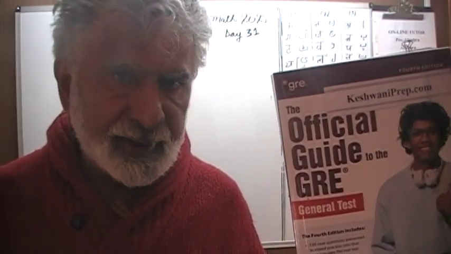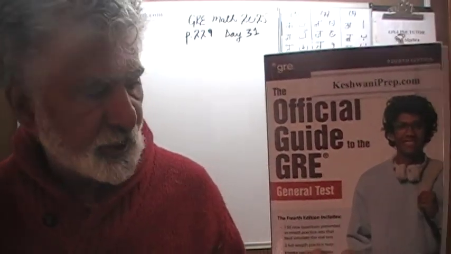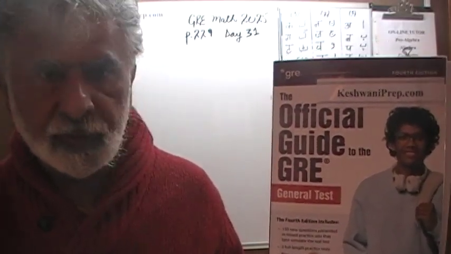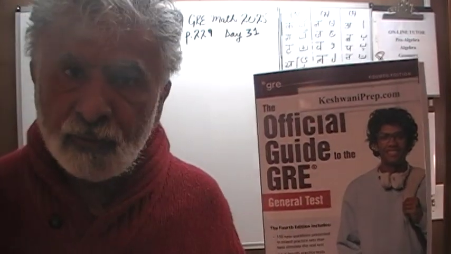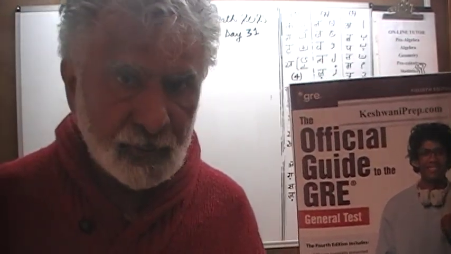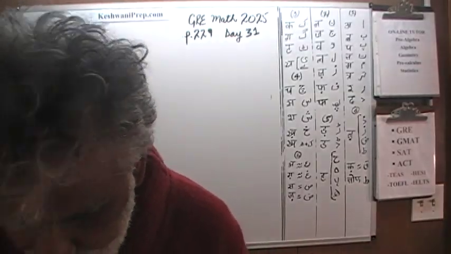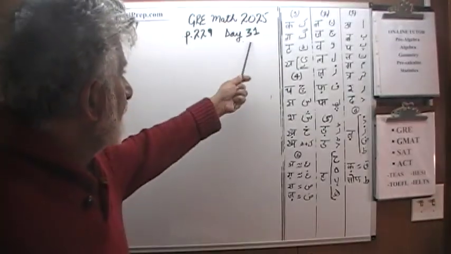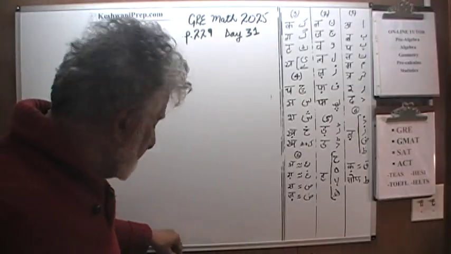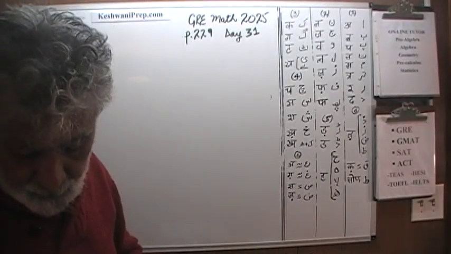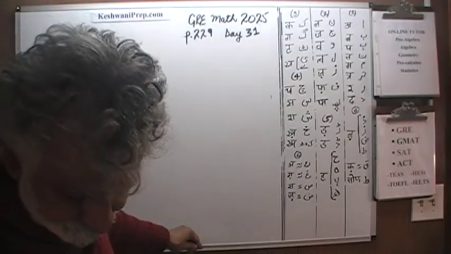We are here because we want to prepare for GRE. We have been solving GRE math problems out of this book, the GRE Official Guide, the 4th edition. If you do not own this book already, purchase one immediately. You're going to need it. Today is our lesson number 31 and we are on page number 229. Let's take a look at the problem that we have for today.